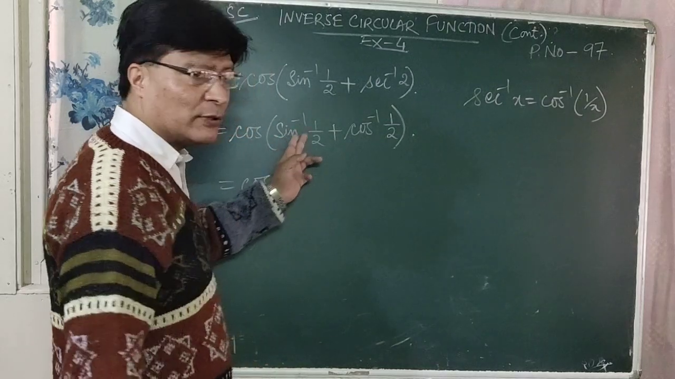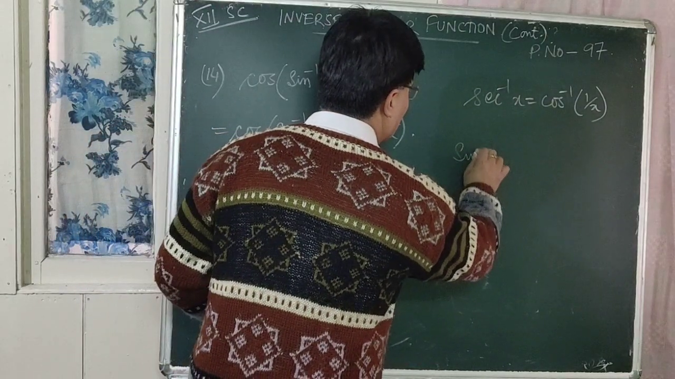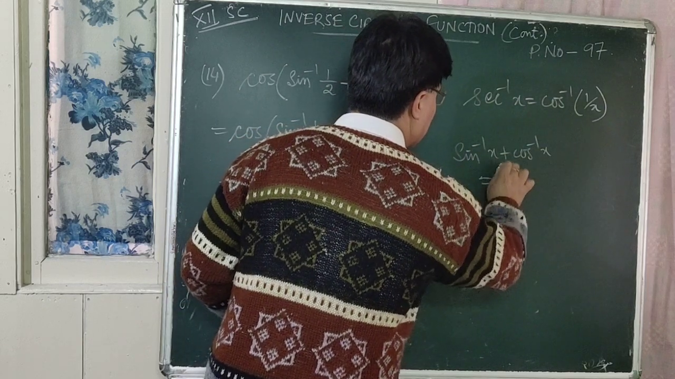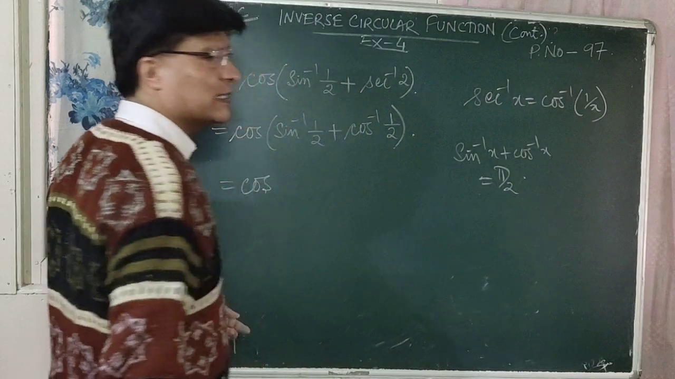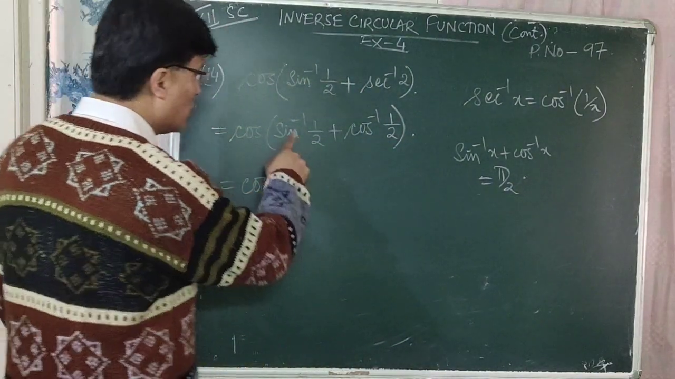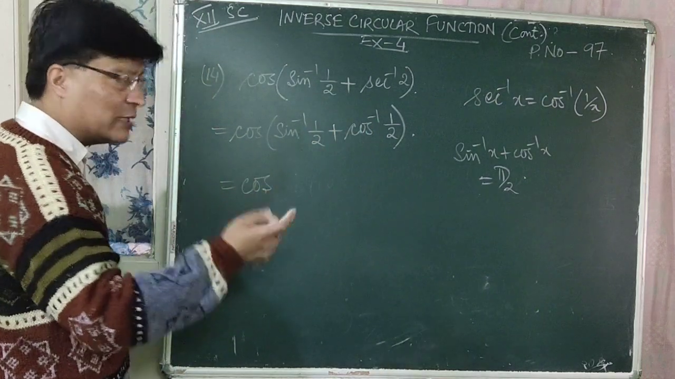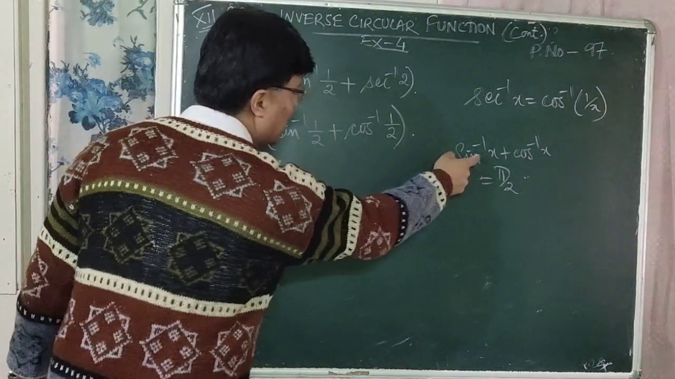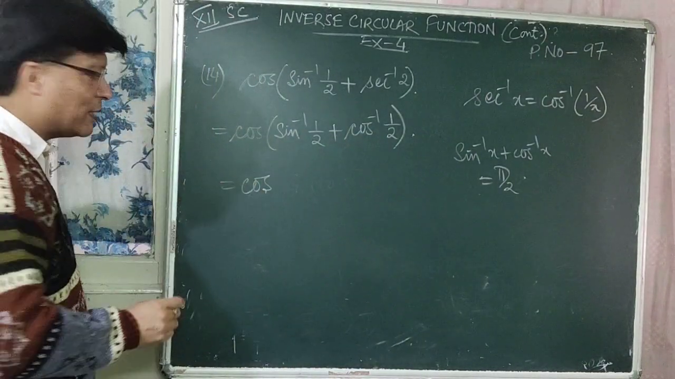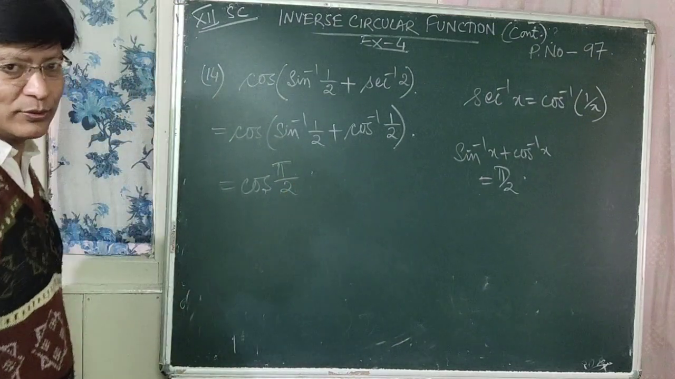What is sin inverse x plus cos inverse x? Pi by 2. You know that, isn't it? So sin inverse x plus cos inverse x, directly you can write it as pi by 2. Understood? Similarly, what is sin inverse half plus cos inverse half? That is also pi by 2, isn't it? Just like this one, instead of x there is half. Both are same here. You can write pi by 2. So it is cos pi by 2, right?